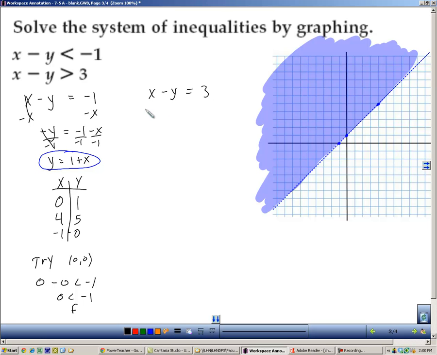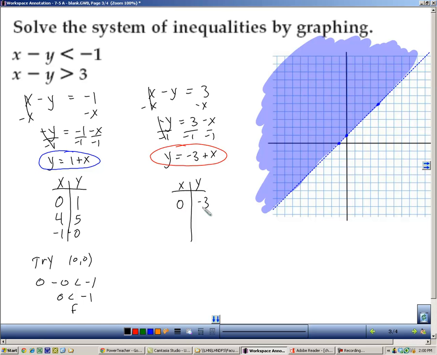Now, the second equation, I'm going to solve that one for y, again by subtracting x. Divide by negative 1. So y equals negative 3 plus x. This one will be my red line. So I need ordered pairs for this one. Looks like a 0 gives me a negative 3. A positive 3 will get me a 0. And a negative 1 will get me a negative 4. So we will graph that. 0, negative 3, 3, 0, and negative 1, negative 4. There's my second boundary line.